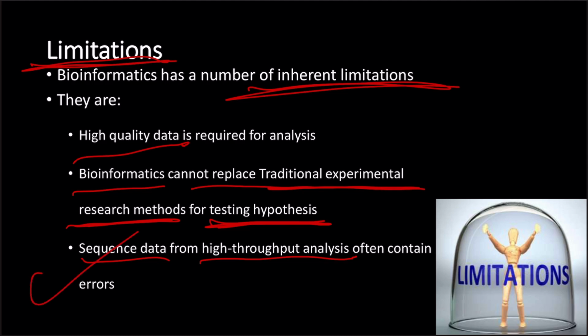So these are some of the limitations: bioinformatics requires high quality data; bioinformatics cannot replace the traditional experimental research methods; and the sequence data obtained from the high throughput analysis can obviously contain several errors which will lead to further errors in the downstream analysis.